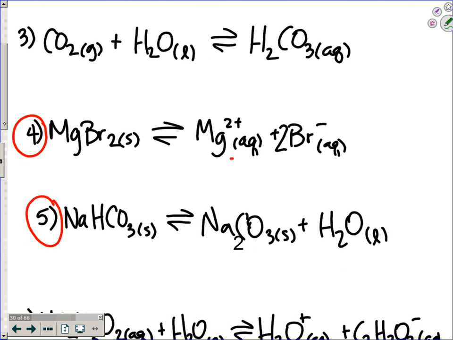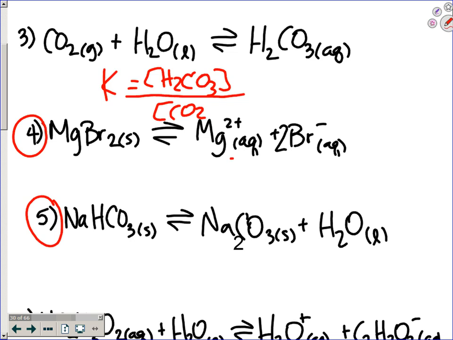Okay, number 3. K is equal to a big bracket H2CO3 over CO2, and you leave the water alone. It's a pure liquid, so we're excluding it. Good. So that's just one product over one reactant.